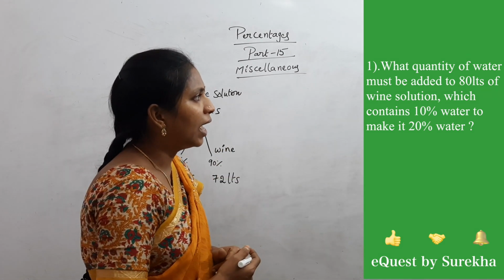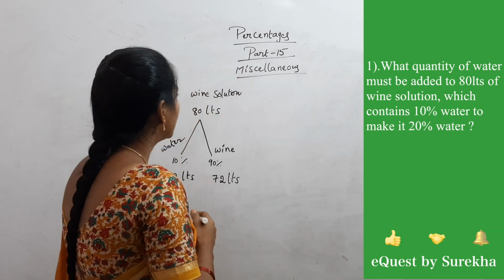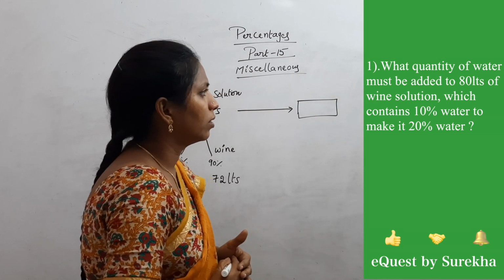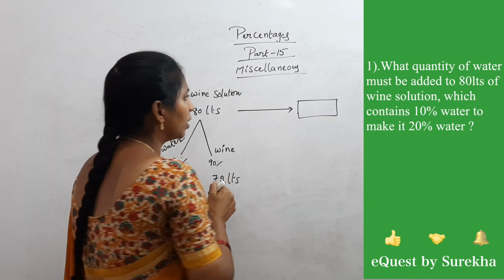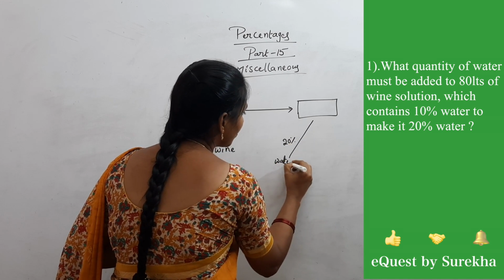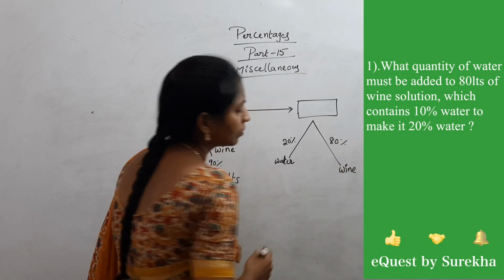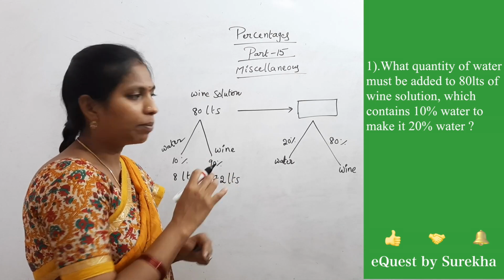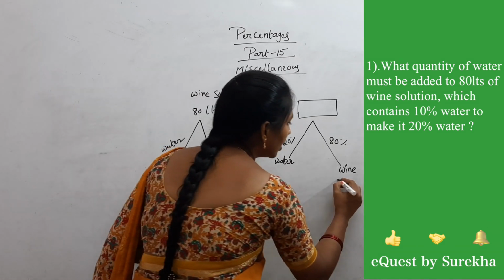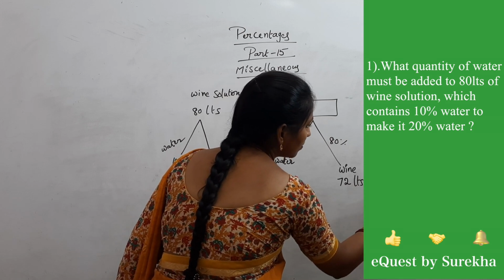But in the question, make it 20% water in the resultant solution. To make it 20% of water means 20% is water and remaining 80% is wine solution. We should add water but not wine. So wine is constant. How many liters? 72 liters. So here wine is constant.